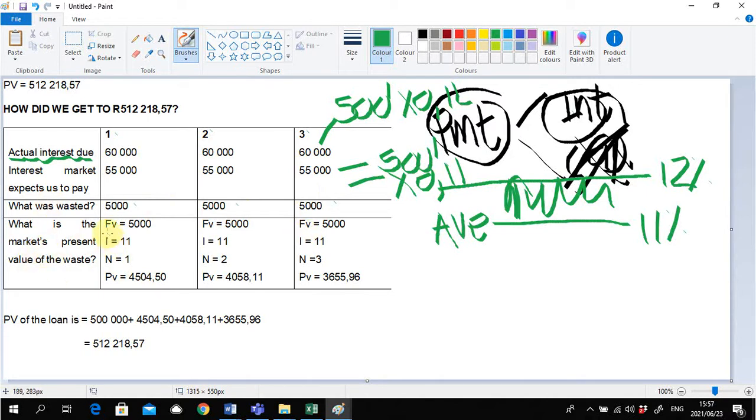So I start by saying, on my calculator, I type, the future value is 5,000, and I work at 11%. So this is at the market rate. So what is the market's present value of the money that I've wasted? I'm wasting 5,000 Rand at a market rate of 11%, and I'm wasting it 1 year from now. And that gives me a present value of 4,504.50.